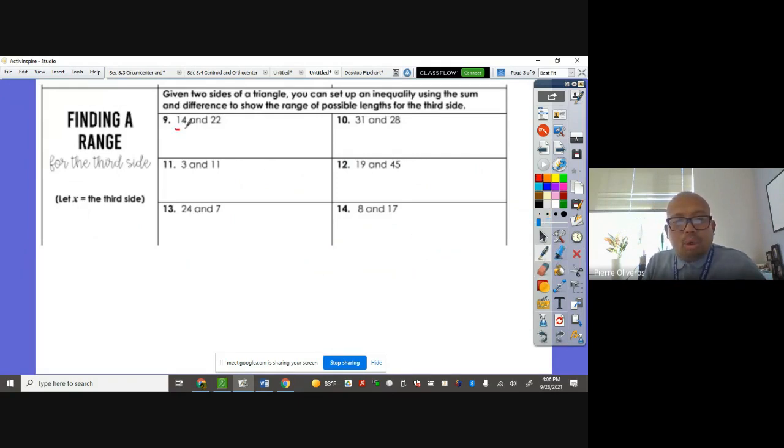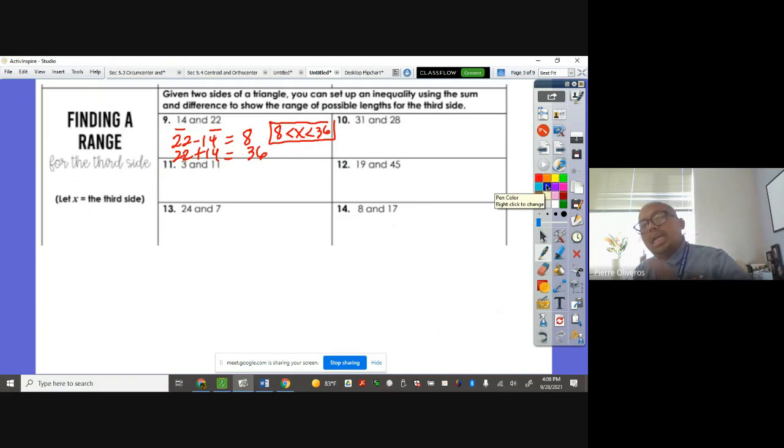So here I have 14 and 22. You're going to subtract 22 minus 14, and that will give you 8. And you're going to add them, 22 plus 14, that will give you 36. So the range has to be between 8 and 36. You write it as x is greater than 8 but less than 36. That's the inequality. It cannot be equal to 8 or 36. It has to be bigger than 8 and less than 36.